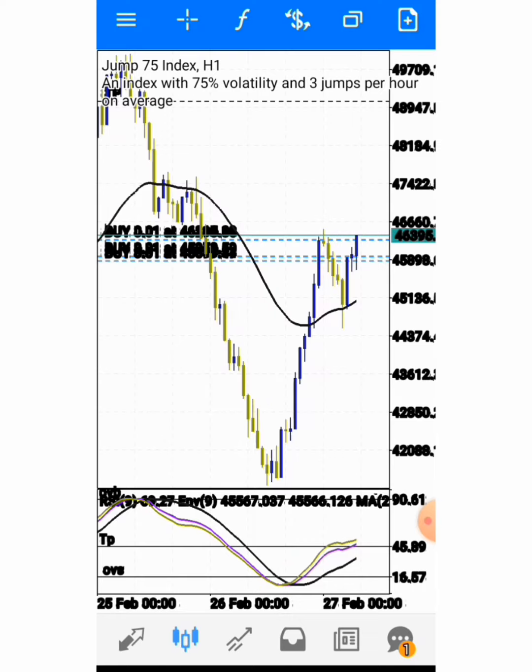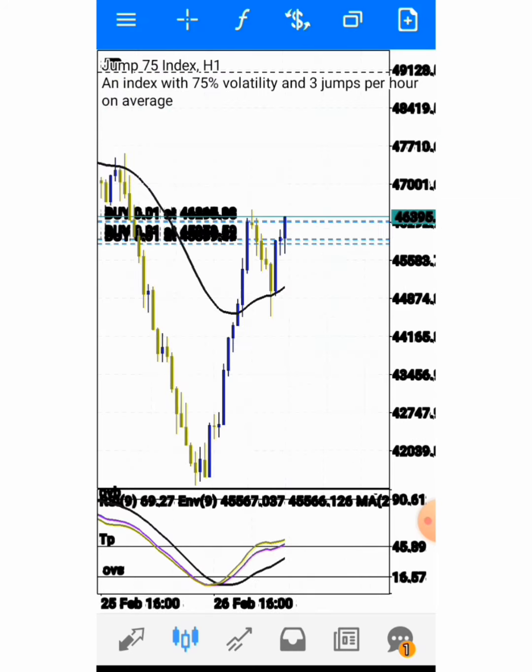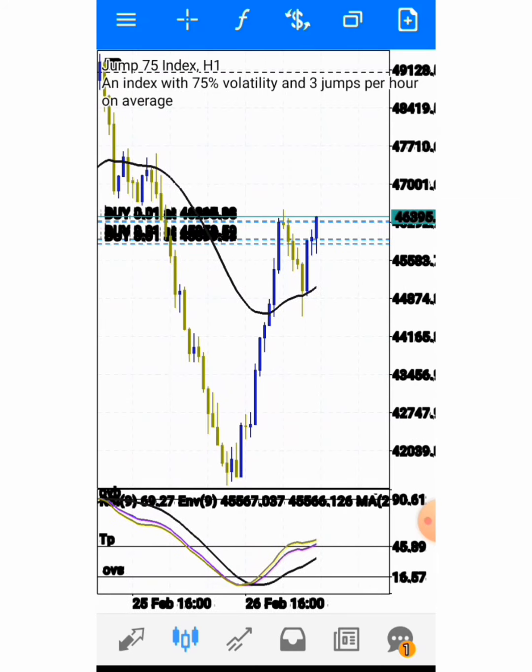So based on my previous video, I used the same indicator, though I added one on my main chart. I used the same indicator to trade this market, and you can see I'm already in profit.